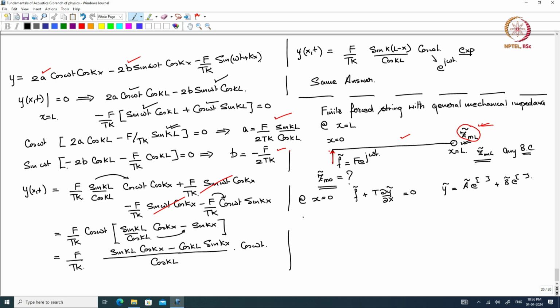Now what is the boundary condition at x equal to L? Obviously the boundary condition is that the force, T del y tilde by del x at x equal to L, must be the impedance times the velocity, okay. Force is equal to, what if we have force by B tilde is equal to the impedance, right. So this is the force, this is the impedance and that is the velocity. Force is equal to impedance into velocity, okay.